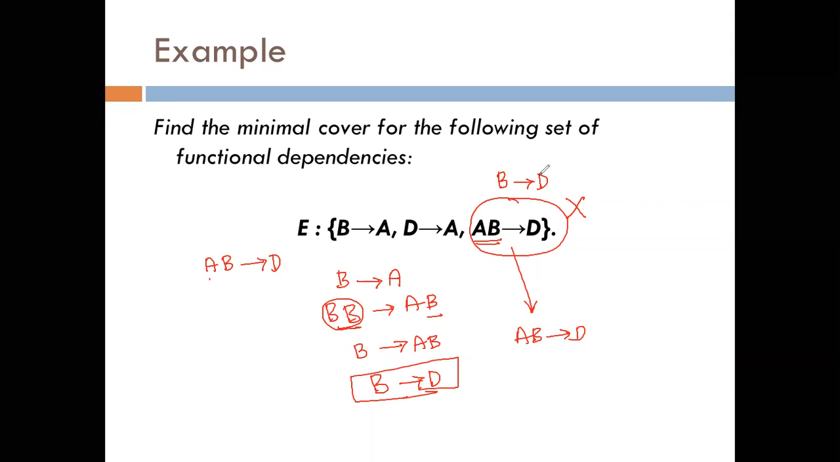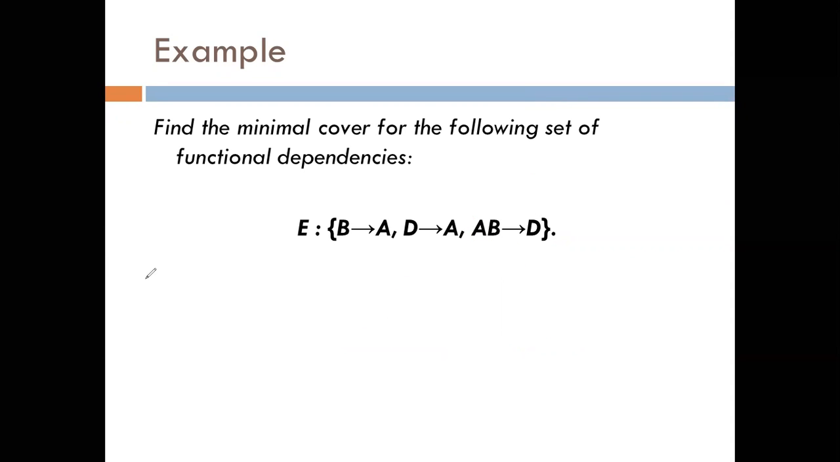Now we have a set, let us call it E dash, after doing those two processes. So now we have B determining A, D determining A, and in place of AB determining D we have B determining D. So this is one step. Now no further reduction in attributes is possible here, okay, because on both sides now we have a single attribute, on the left side also. Now we will go to step 3.